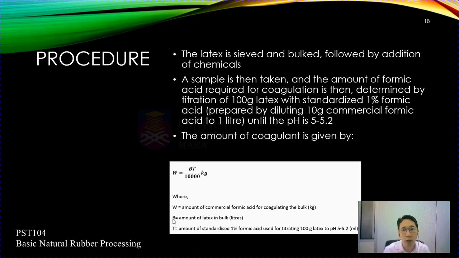The amount of coagulant is given by weight over, B is the amount of latex in bulk, which is in liters. T is the amount of standardized, which is 1% formic acid. Okay, divided by 1000, which is 1 kg. So this is the amount you need to use for the coagulation itself. So this is how you measure the amounts of coagulants ataupun acids yang you perlukan untuk coagulation process.